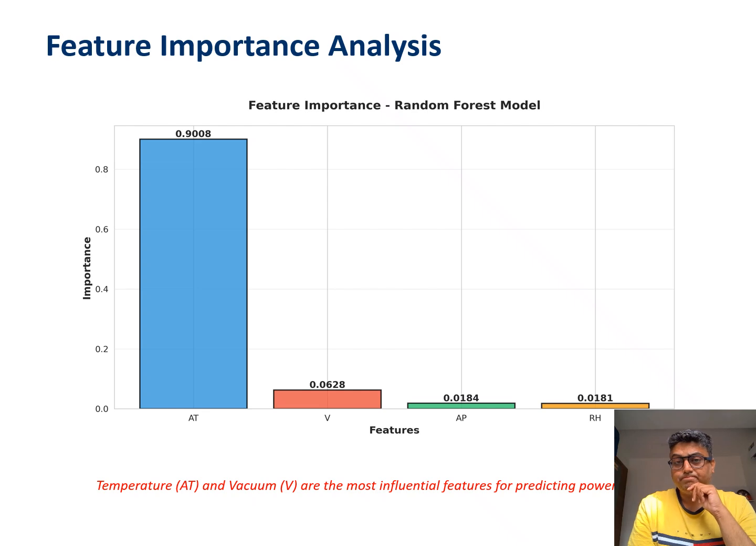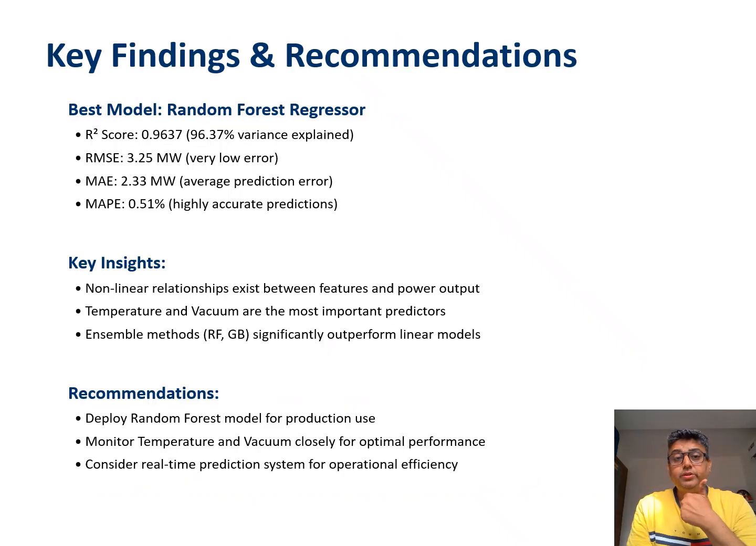To wrap it up, the random forest model performed the best overall. It explained over 96% of the variance and had very low prediction error. Temperature and vacuum are key drivers of the power output. The ensemble models clearly outperformed the linear ones that we have done before. If this was a real deployment scenario, I would recommend using the random forest model and building a real-time prediction system around it. Monitoring temperature and vacuum closely could also help optimize plant performance.